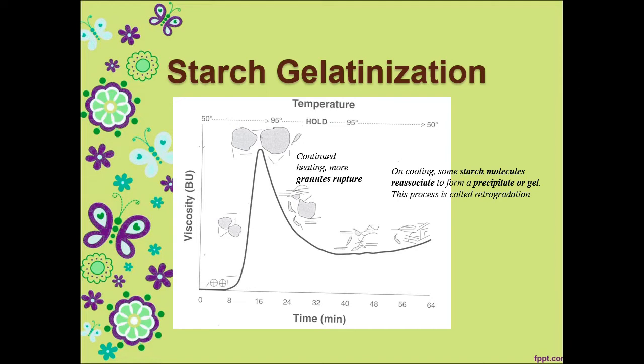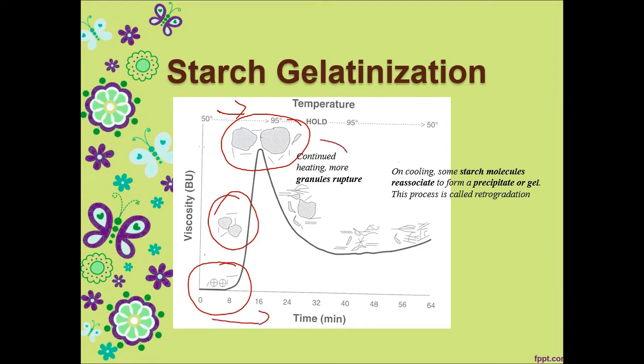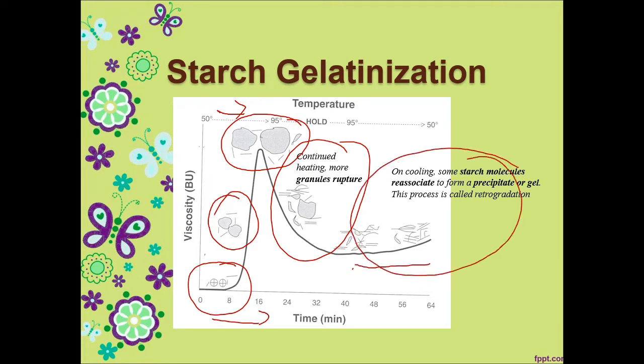So this graph shows what happens during starch gelatinization in terms of viscosity versus time. At the early stage here, the starch granule is still nicely shaped, and then as the time increases, as well as the temperature, it becomes swollen because it absorbs water. Further swelling as the temperature and time increase, and then the granules rupture. Upon cooling, at this stage here, some of the starch molecules reassociate to form a precipitate or gel. This process is called retrogradation, upon cooling.